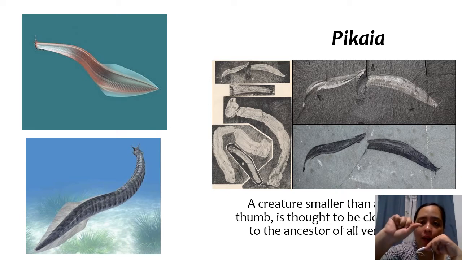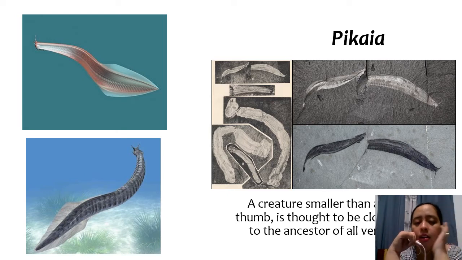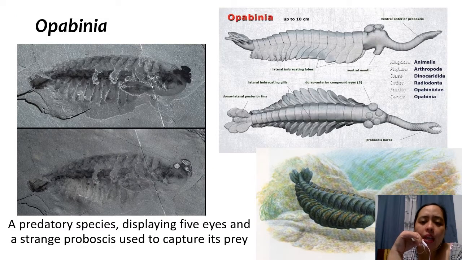Ganito lang tayo nagsimula. Ganito kaliit sa thumb. Ito ka lang noon. And look at you now. From a very small one that is said to be our ancestor, and you are this big, studying right now about them. Picaya. This is the ancestor of all vertebrates. And we have one of the top predators during the time.